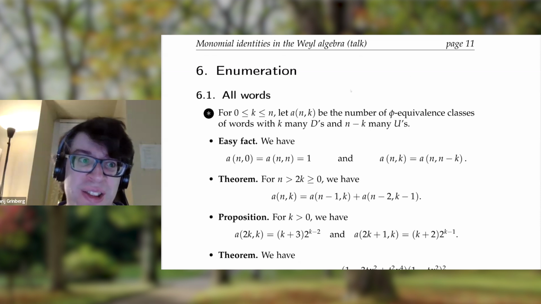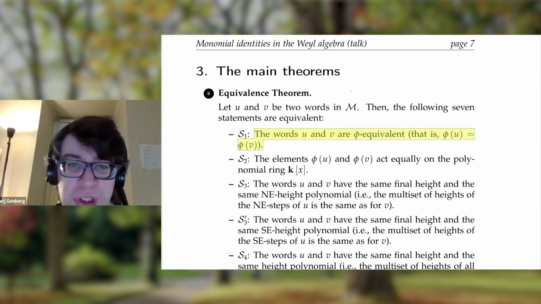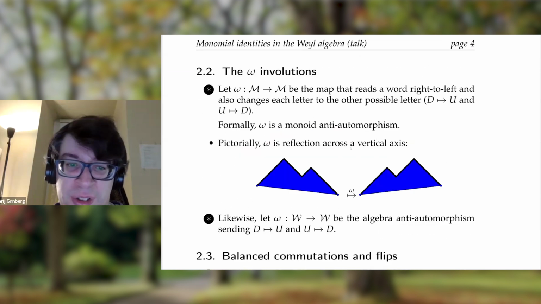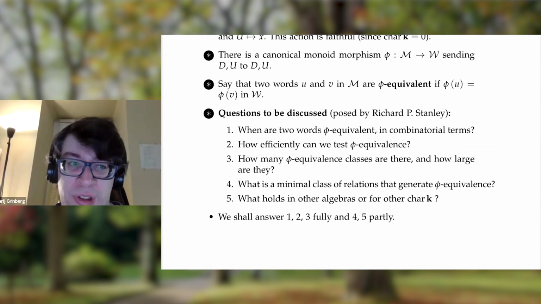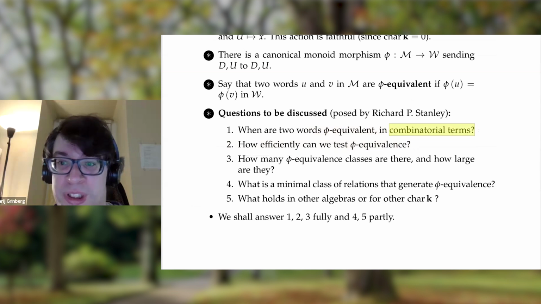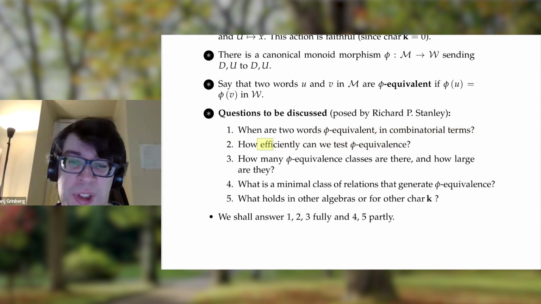So this answers the first couple questions. This answers the questions about when two words are phi equivalent in combinatorial terms. This basically combinatorially describes it and gives an efficient algorithm for testing it. Now let's talk about counting equivalence classes.